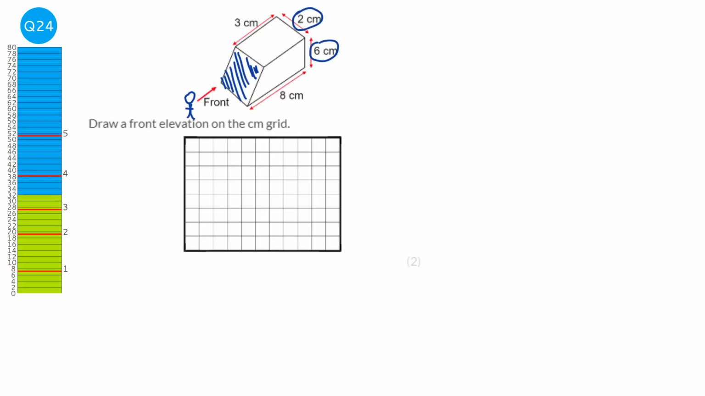So what we're going to do is just draw a rectangle that is 2 centimeters wide and 1, 2, 3, 4, 5, 6 centimeters tall. There we go. And make sure that you don't add any three-dimensional aspects to it, that you don't do something like this, have some 3D stuff on it. No. Whenever you do a front elevation, it's exactly, perfectly two-dimensional.